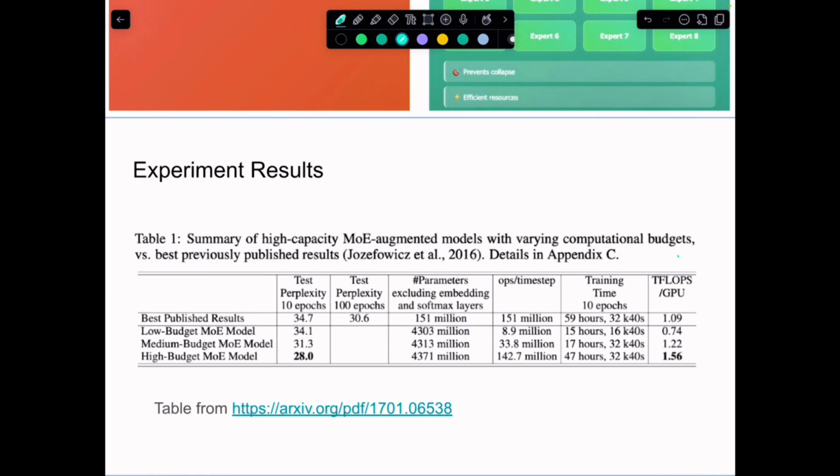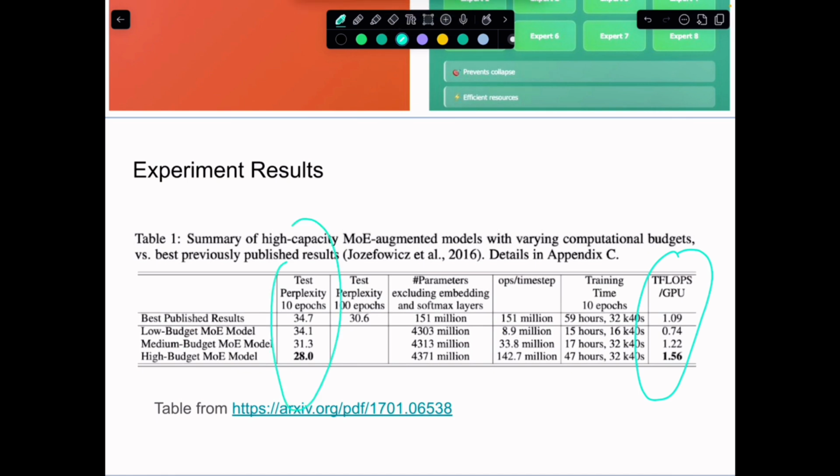Lastly, let's talk about experiment results. This paper tested their idea on the 1 billion word language modeling benchmark dataset. As you can see, their MOE model has higher FLOPS per GPU. This shows that the model is now better at GPU utilization due to increased batch size for experts. Also, you can see that they are able to improve the training efficiency with larger models and lower perplexity. So that's it for today.